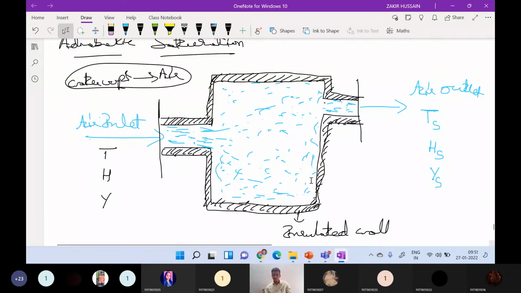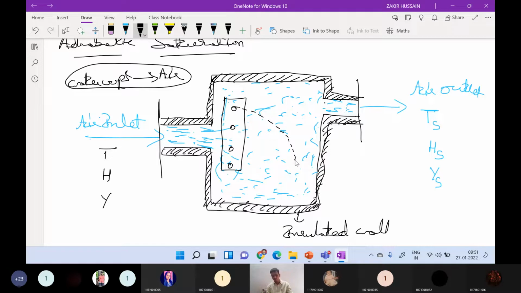Okay. So we need to add water vapor to the surrounding air. So this air is before saturation. Then after entering into the chamber, what happens? There will be some spray nozzles like this, situated here. So these nozzles, what happens? Through these nozzles, the water will be sprayed like this.